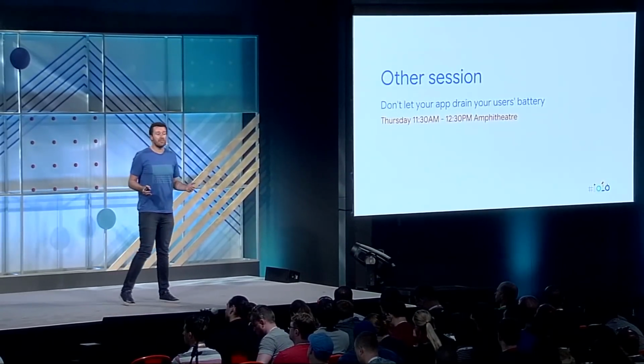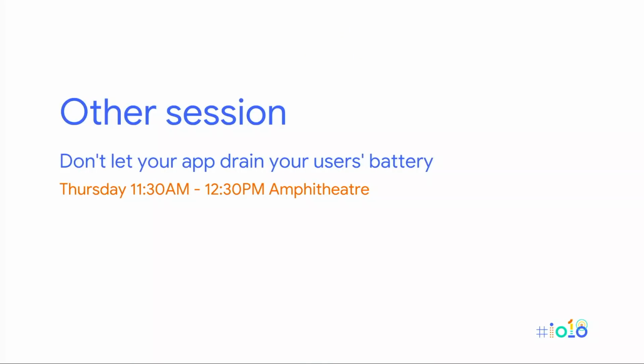Over the past couple of years, we've made radical improvements to the Android operating system to help users get more out of their device in terms of performance and for the battery to last longer. There are major improvements with the latest version of Android, and that was covered in the keynote today. You can learn a lot more about that on Thursday at 11:30 in this session here.